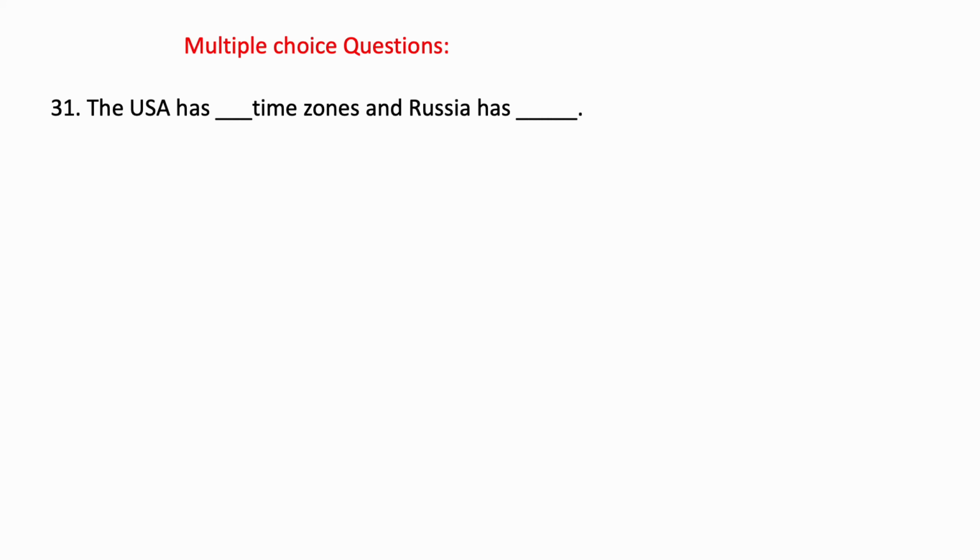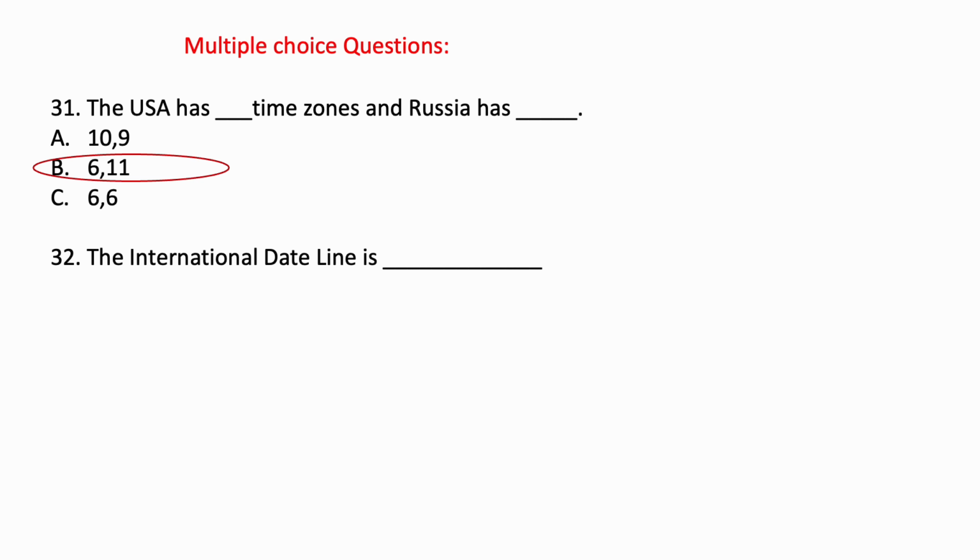The USA has dash time zones and Russia has dash. Options are option A 10, 9, option B 6, 11, option C 6, 6. Correct answer is option B 6, 11. USA has 6 time zones and Russia has 11 time zones.